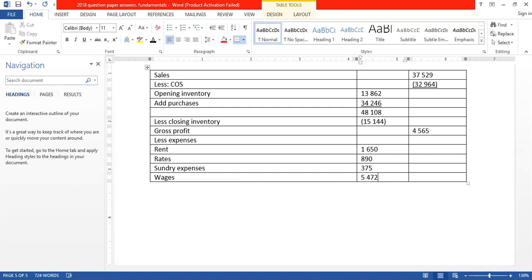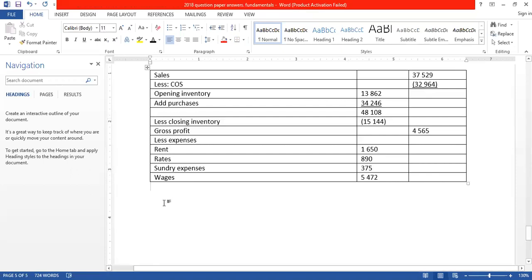Oh, sorry. When it comes to rent, I ignored some transactions. When it comes to expenses, you make sure you check the additional information, look for the accruals and prepayments. So one thing that I want to teach you is the effects of accruals.